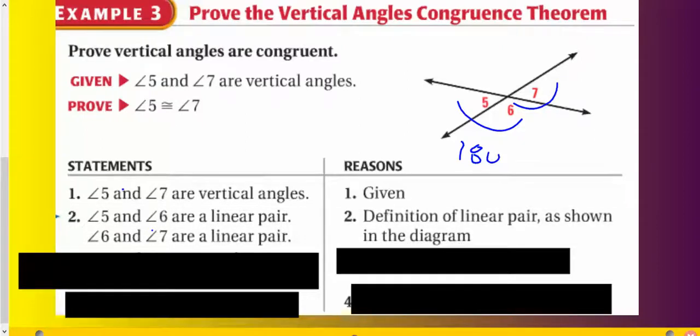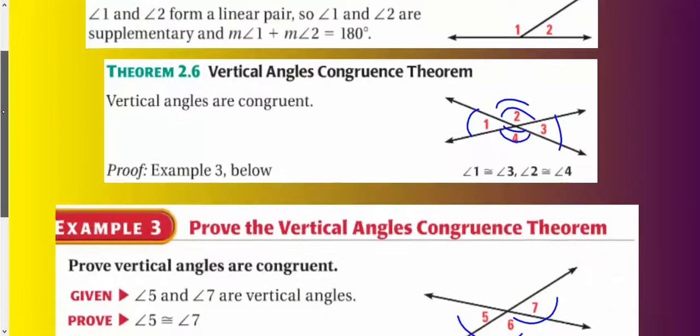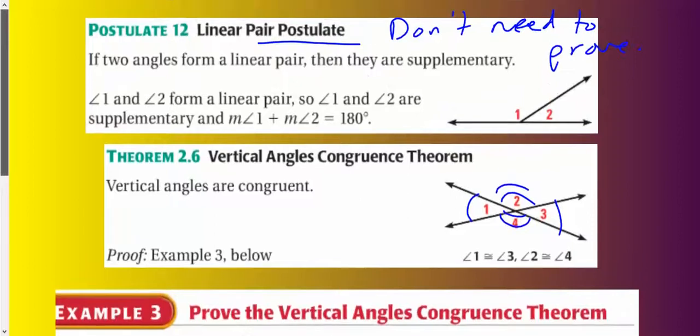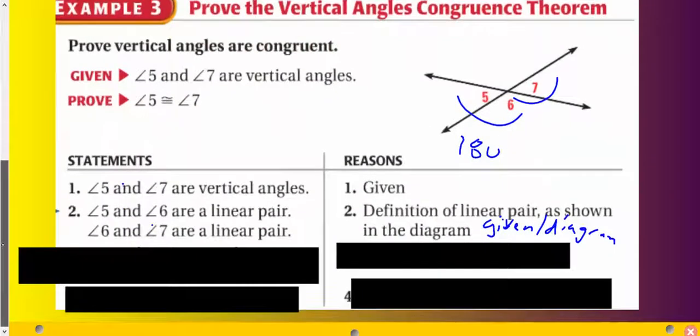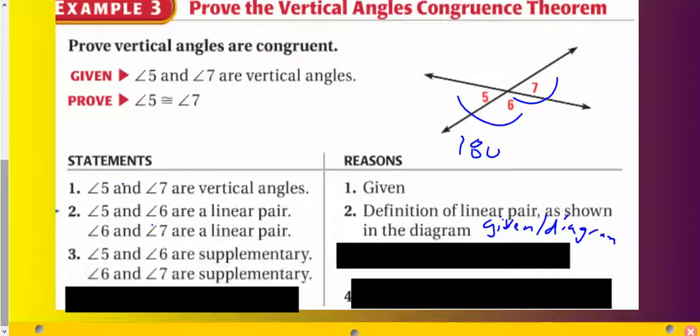Definition of a linear pair, shown in the diagram. You can also just say given diagram too if you want. So if you want to say given diagram, that's okay there. Now, if they form a linear pair, we just formalized that they have to be supplementary from the linear pair postulate. This is used a lot. So if they're a linear pair, they're going to be supplementary.